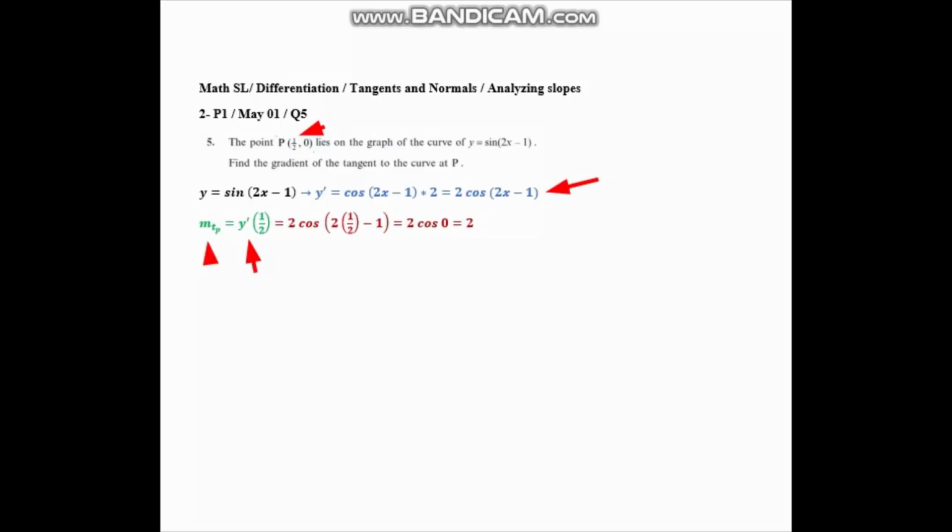So I just plug in half for this x right there, and I get 2 cosine 1 minus 1, which is 2 cosine 0, and cosine 0 is 1. So the final answer is 2. So take a minute to copy this down if you will, and I shall begin question number 3 shortly.